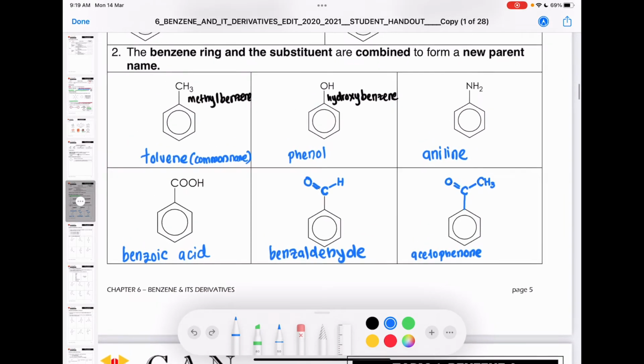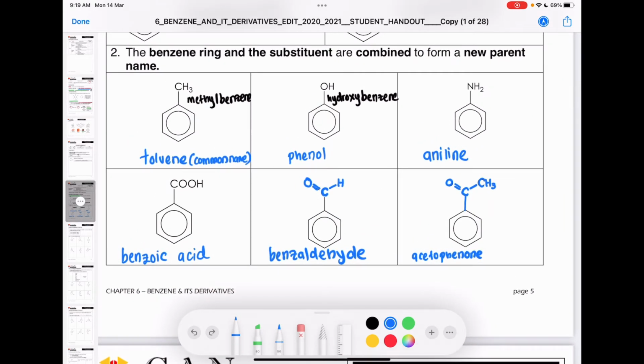You have to know the common name. Awak memang kena tahu semua common name. Tapi tak banyak. Salah satu yang paling penting antaranya adalah 6 ini. Later on, I will give you some other list where benzene and its substituent become the new parent chain. Okay?